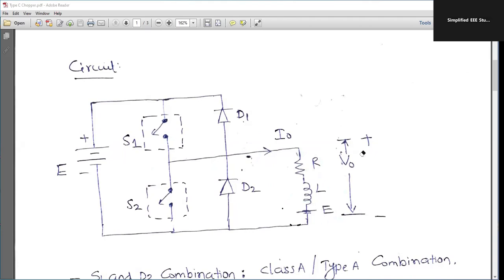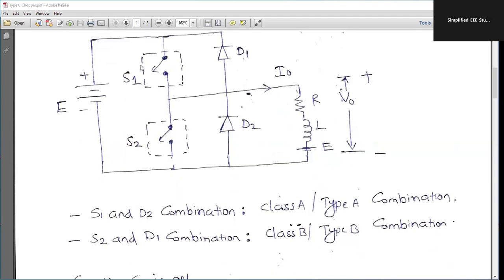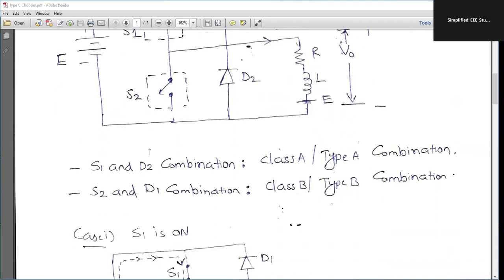How does type C chopper operate? Here, first of all, you need to understand the combination. The first combination, S1 and D2. If S1 and D2 operate, then it is similar to type A chopper. If I go for S2 and D1, then it is actually type B chopper. So we can operate independently also.